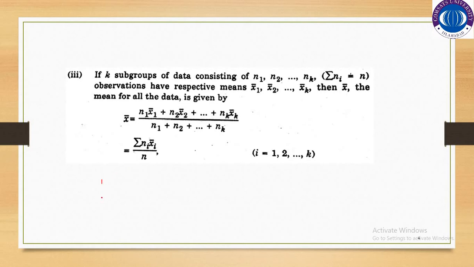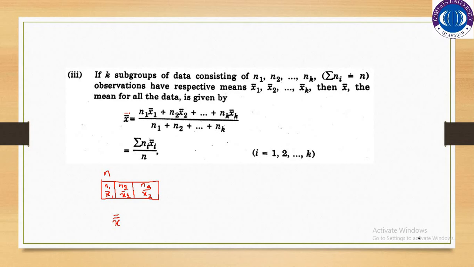What this property is saying is that, let's suppose we have a data which has n observations and we have divided these n observations into subgroups. Let's say we have n1 observations in the first group, n2 observations in the second group, and n3 observations in the third group. The mean of the first group is x bar 1, second group is x bar 2, third group is x bar 3.